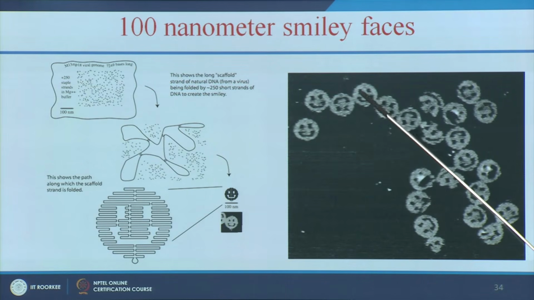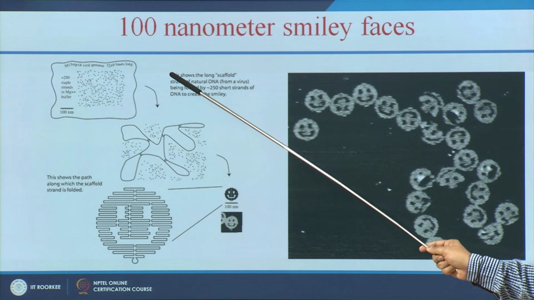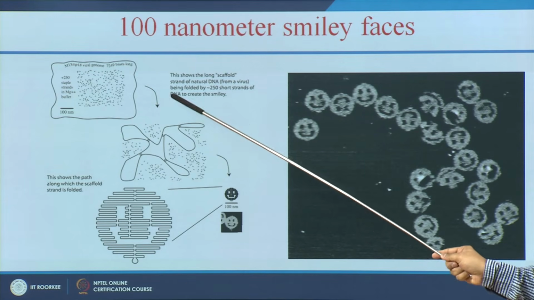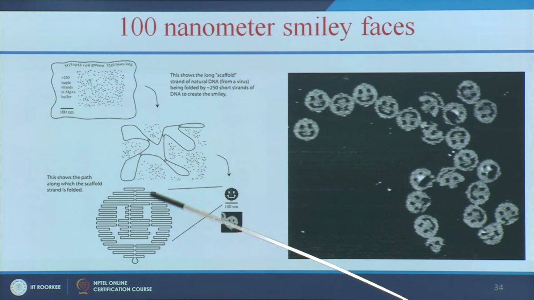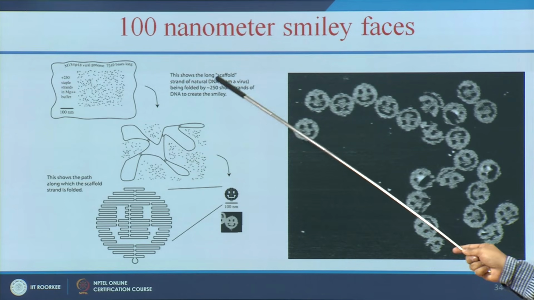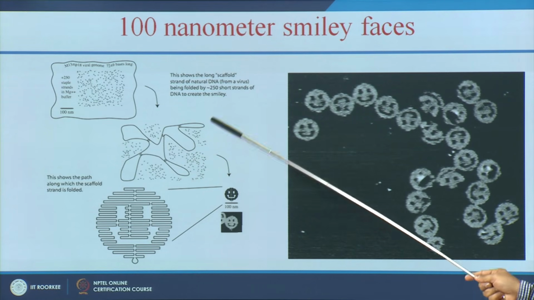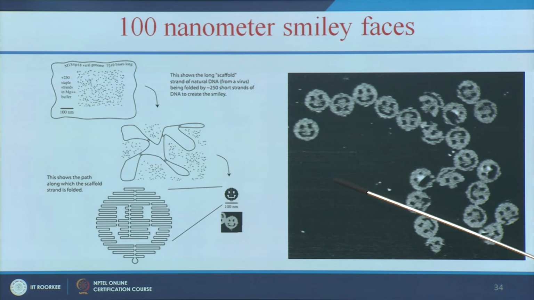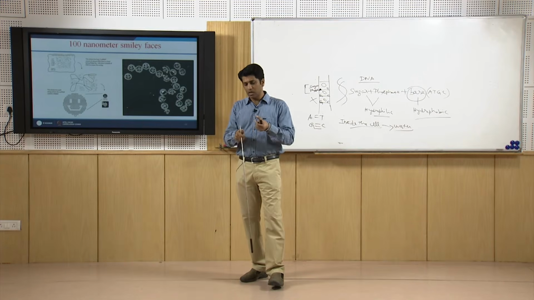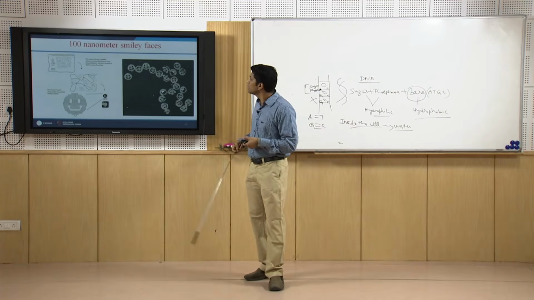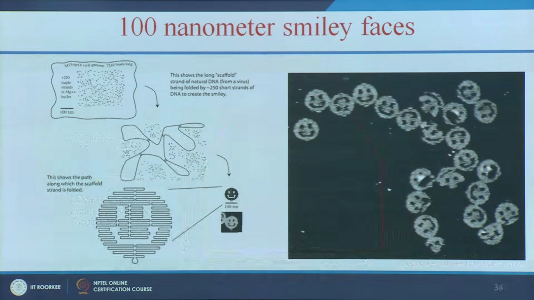Let us see how to make 100 nanometer smiley faces using DNA. Here we can use a viral genome which is 7249 bases long, and this viral genome will be made into smiley structures using small strands. That means we are going to use more than 250 short strands to make this smiley structure. These short strands are also called staple strands. For example, if you want to staple a bunch of papers, you need a staple, right? Similarly, the DNA can be joined together using short fragments of DNA, called staple strands.